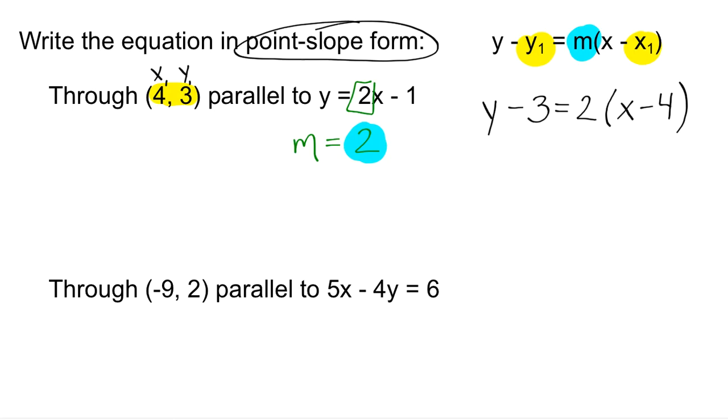Give this next one a try. We're given another point, negative 9, 2. That's my x1, y1. Now I want to be parallel to this equation in standard form. So do a little work on your own to find the slope of that equation. Get the y by itself. Go ahead on your paper right now.